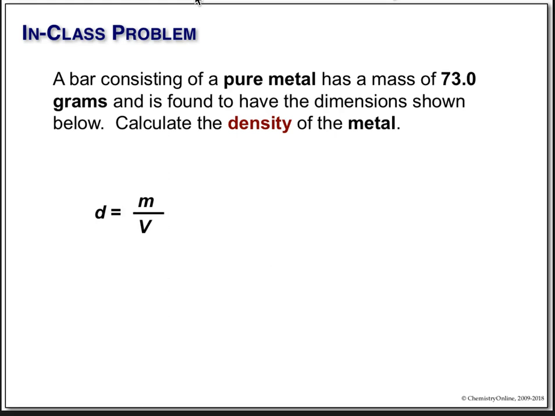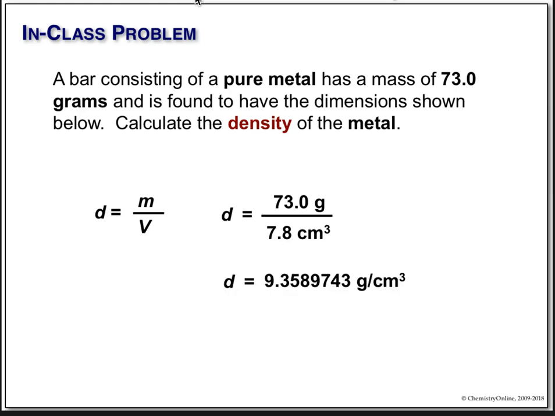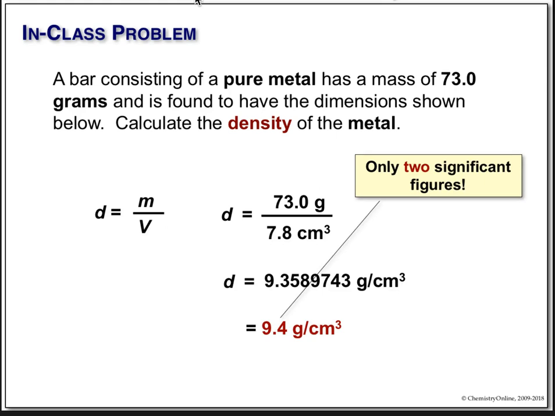All right, to do our density calculation, we weighed the thing. In this case, it weighed about 73 grams. Here's our volume. This is our calculator answer. Again, we must round to two significant figures. Any questions?